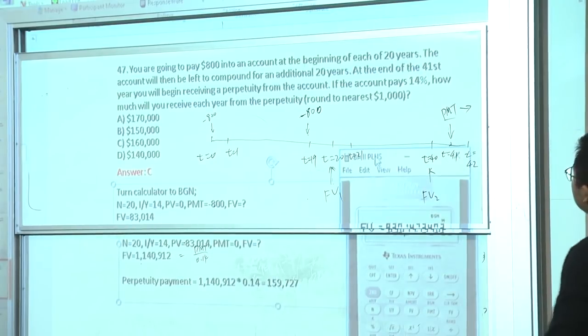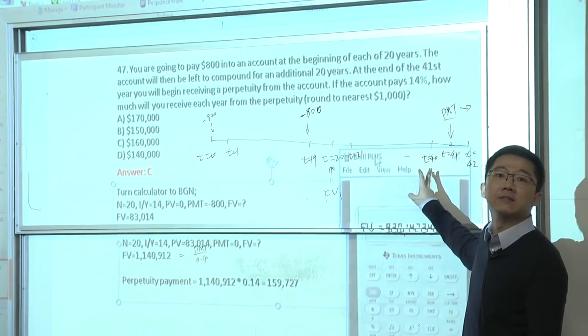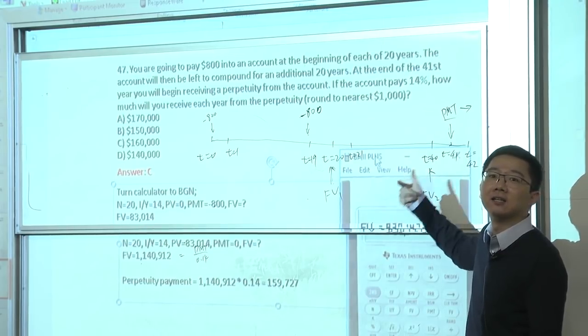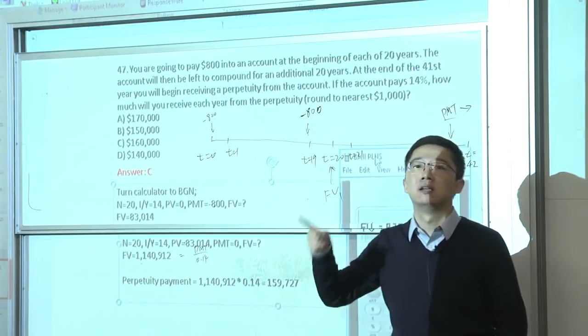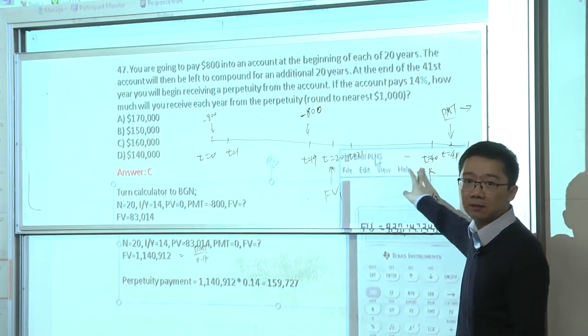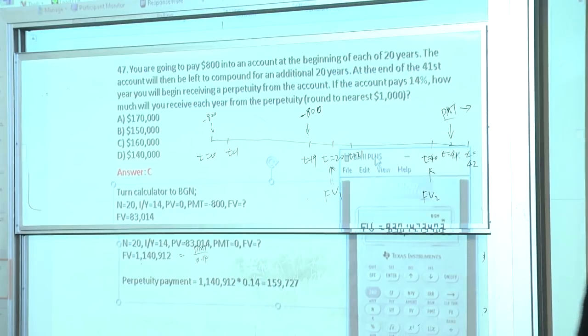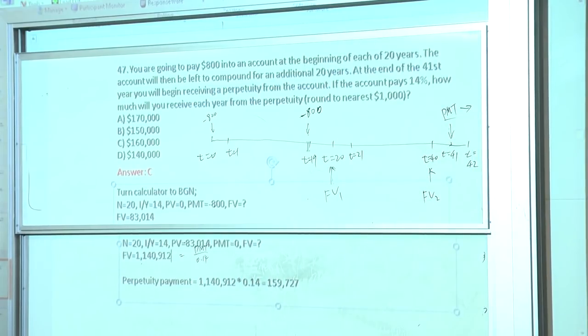But 21 is the end of the first year, right? 40 should be the end of the 20th year. So count it. 1 is the first year, 30 is the end of the 10th year, 40 is the end of the 20th year. So be careful with this. If you still don't understand this question, we can discuss after the session.